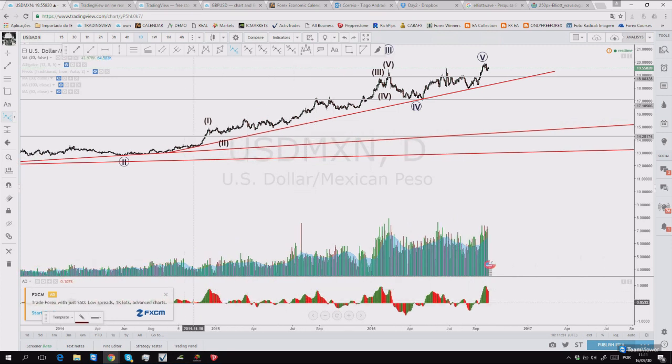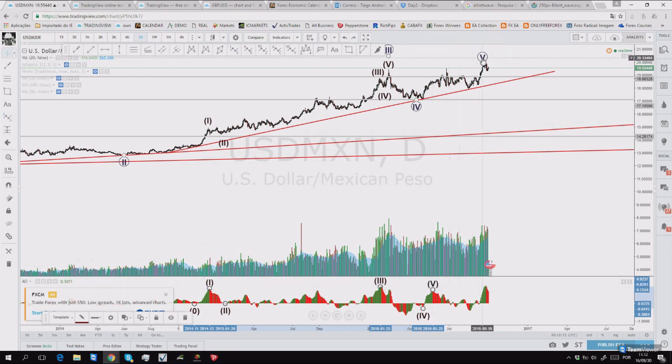Look at this. If this is wave 1, and the drop is wave 2, and the high is wave 3, this is wave 4, this would be wave 5. Yeah, the wave 5 could be here. Wave 5 could be there. The thing is, this would be a truncated fifth. A fifth that doesn't go up.